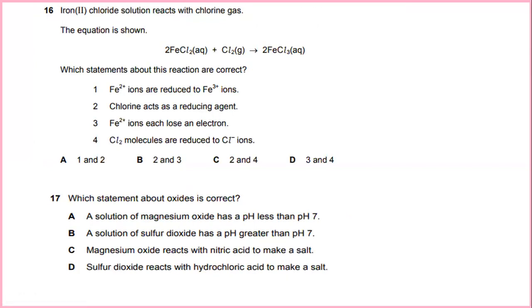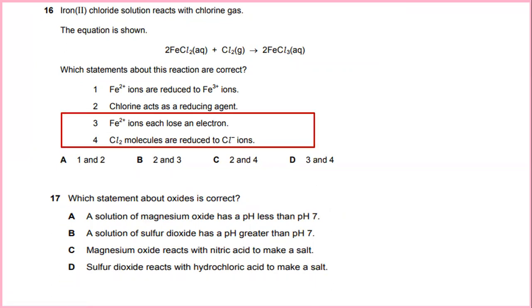Iron(II) chloride solution reacts with chlorine gas. The equation is given, and which statement about this reaction is correct? Fe2+ ions each lose an electron, whereby chlorine molecules are reduced to chloride ions. The answer will be D.